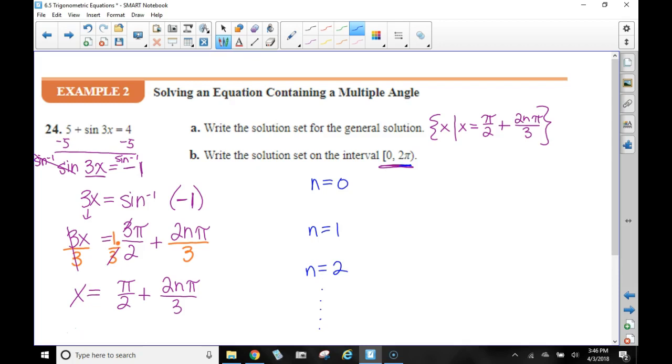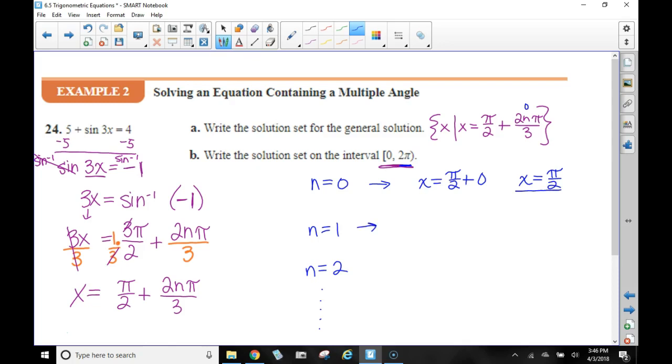Okay? Now, when n is equal to 0, looking at our general solution, x is going to be pi over 2 plus 2 times 0 times pi over 3, which is just going to be 0. So this is just x is equal to pi over 2. I'll kind of underline that. Okay? I'm going to write it in solution set form here in just a minute.